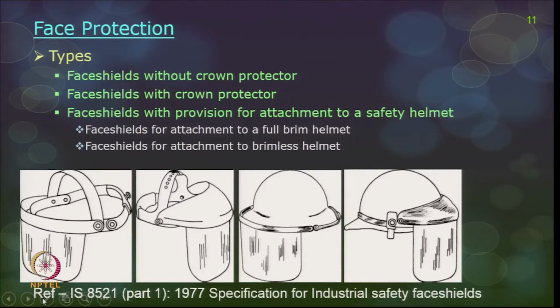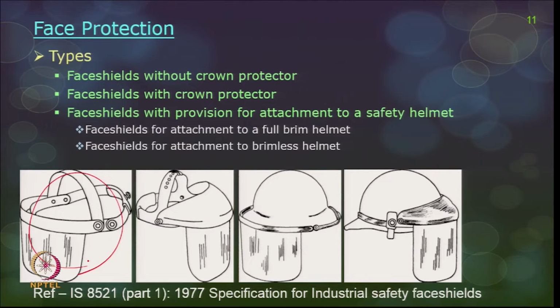So, we have talked about eyes and we have also talked about face shields. Let us talk more about face protection. There are so many types of face protection. Face shields without a crown protector, which implies it only covers eyes and the portion below. So, this is primarily a face shield without a crown protector.